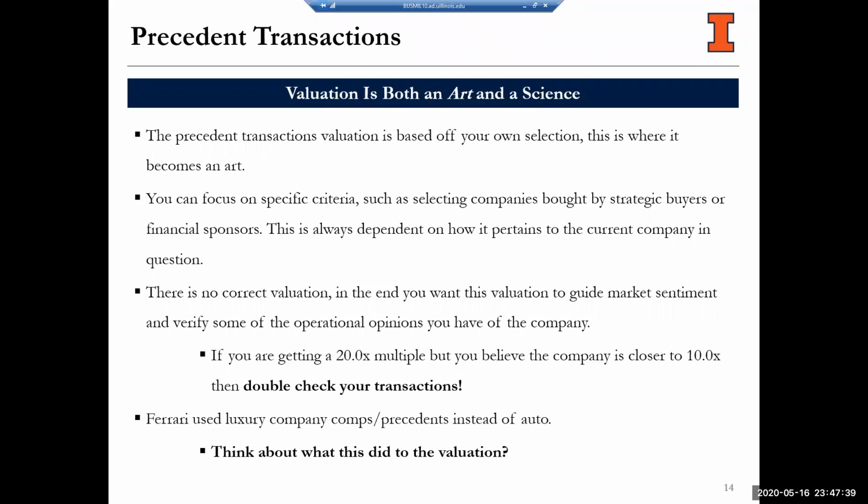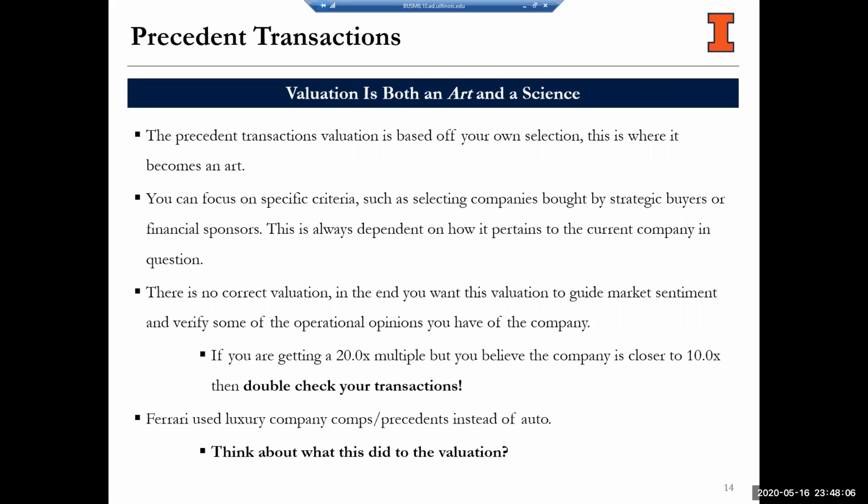Now here's kind of where valuation becomes an art and a science. Whenever you're doing precedent transactions, oftentimes you'll really be able to find only a couple of transactions, or you need to look more closely around who your ideal buyer is. For example, if your buyer universe is more private equity focused, you're probably looking more towards financial sponsor deals to use in your precedent transactions.